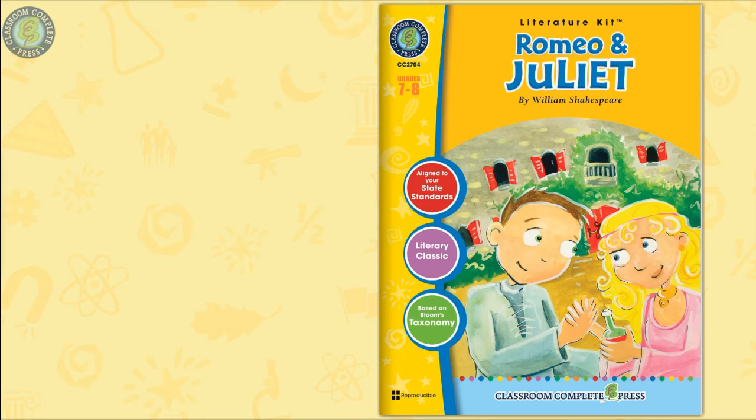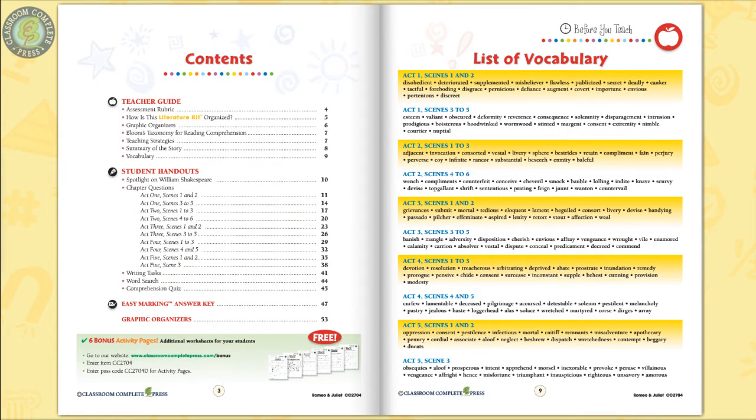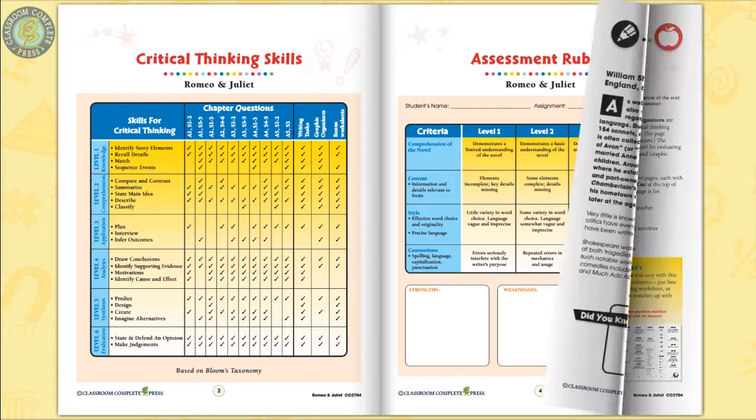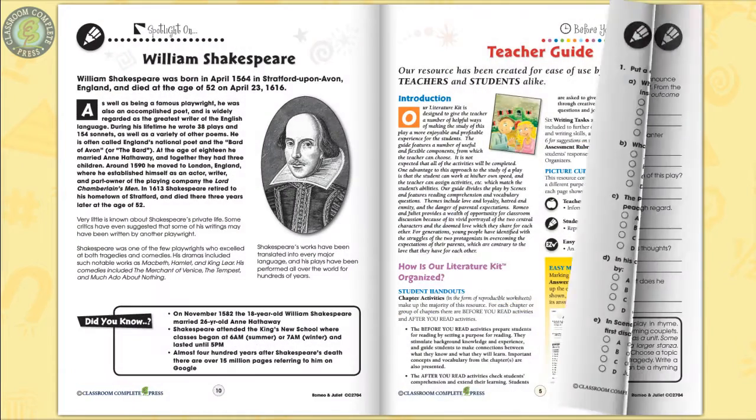This literature kit on Romeo and Juliet by William Shakespeare is made up of before and after reading questions and activities that are designed to help guide student comprehension as they read the novel. 55 pages chock full of before you read worksheets for each chapter section, along with vocabulary prompts to prepare your students for the reading, with rubrics, teacher guide, and author biography.